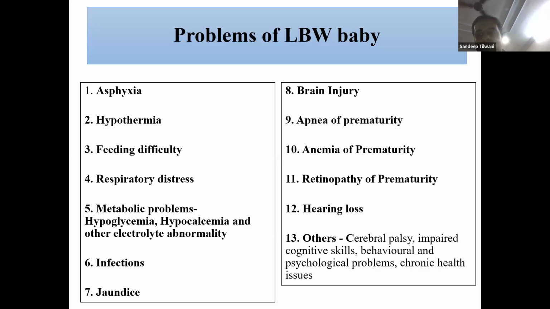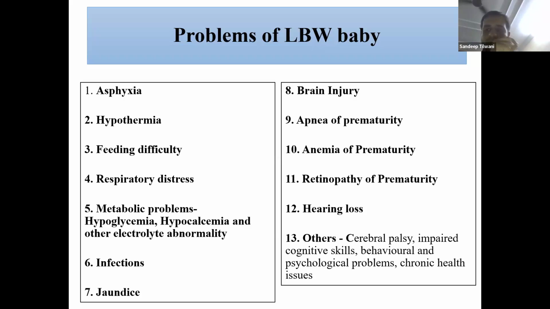Next is respiratory distress. As I told you, since the baby is born either premature or small for gestational age, the fetal lung maturity would sometimes not be adequate, and as a result, these babies are at higher risk for respiratory distress. Also, these babies are at high risk for hypoglycemia, hypocalcemia, and other electrolyte abnormalities. So why do hypoglycemia and hypocalcemia happen in a low birth weight baby?